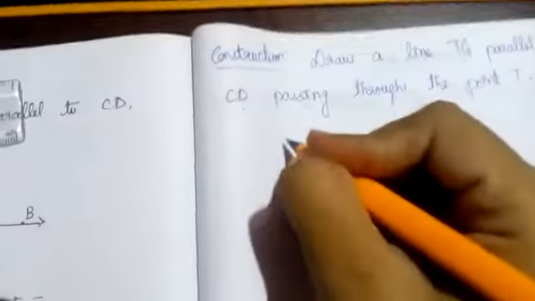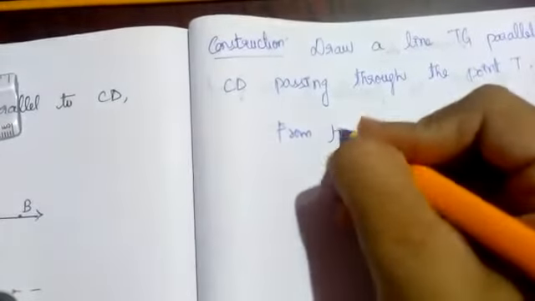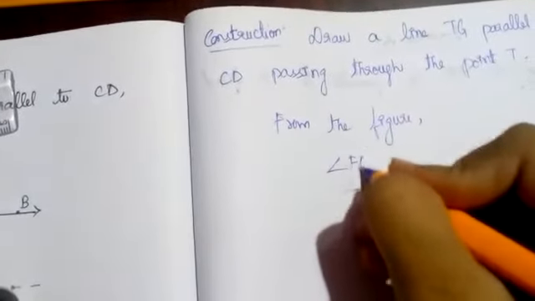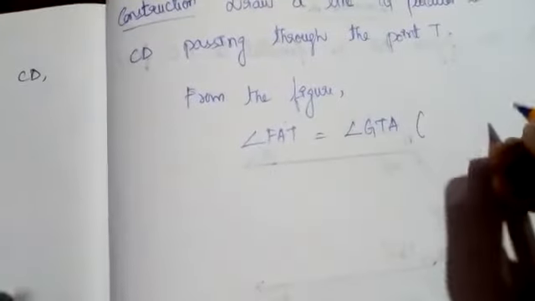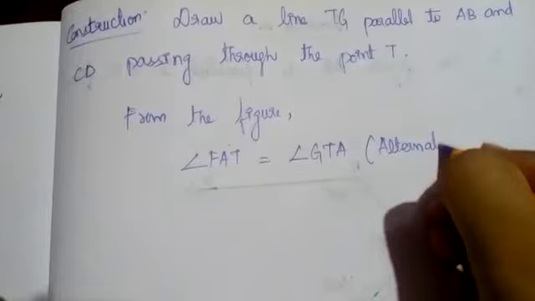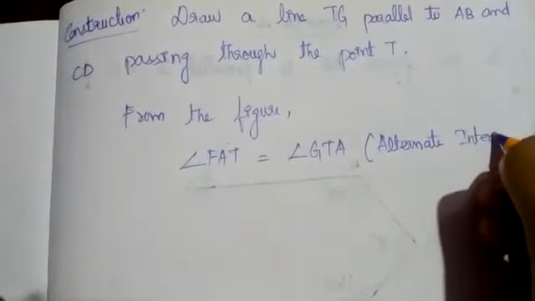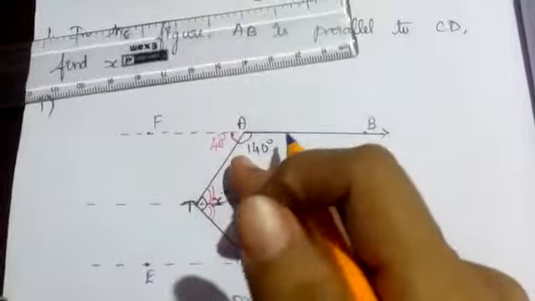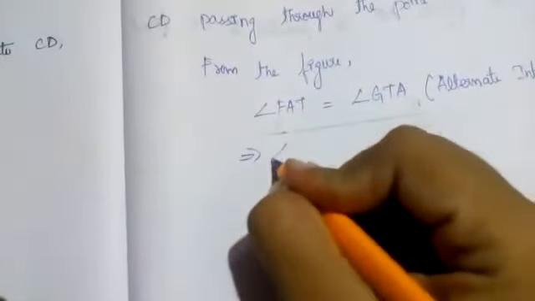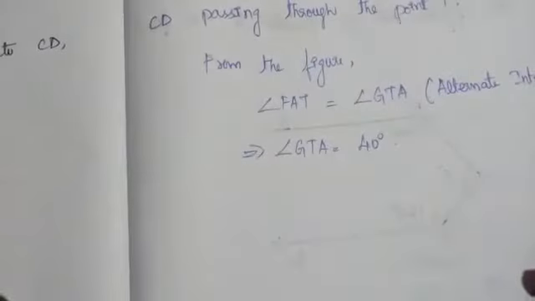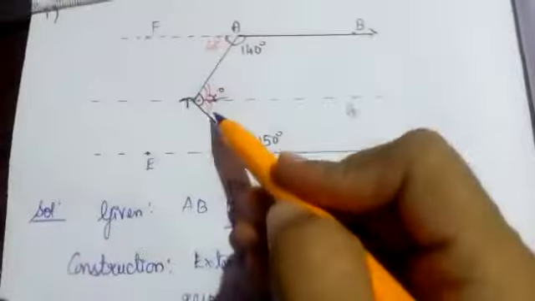Can you write it? From the figure, angle FAT is equal to angle GTA. Why? Write the reason. What is the reason? Alternate interior angles are always equal. So you can write alternate interior angles. Now what is the value of angle FAT? 40 degrees, which implies angle GTA is equal to 40 degrees. Understood?